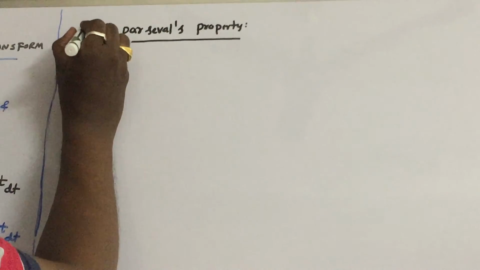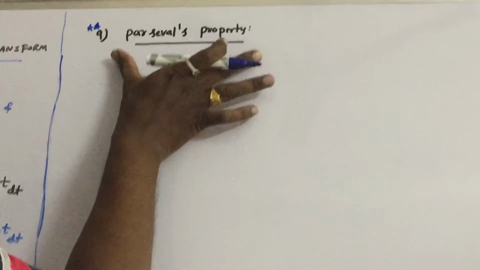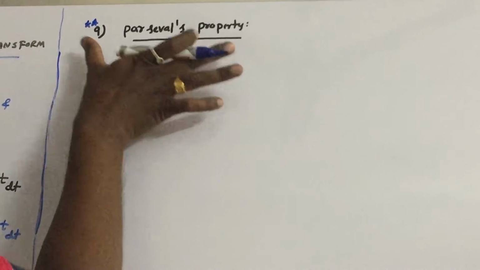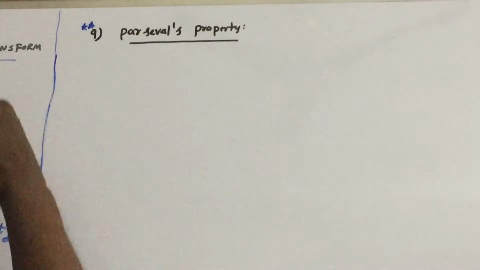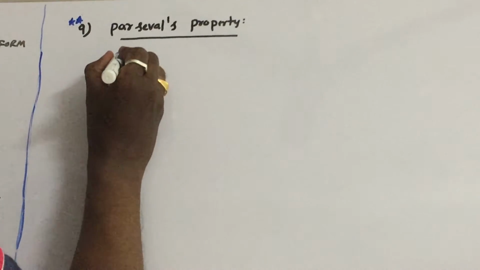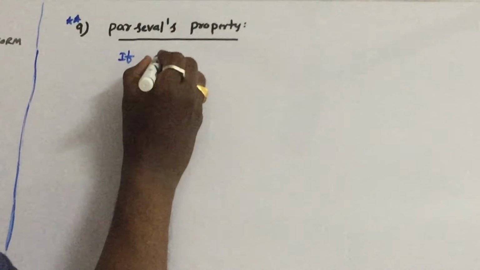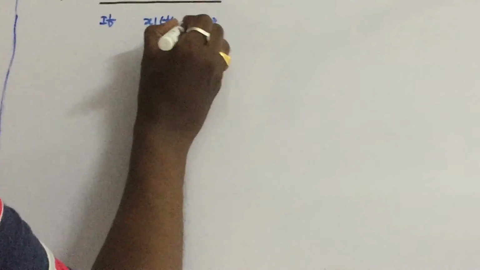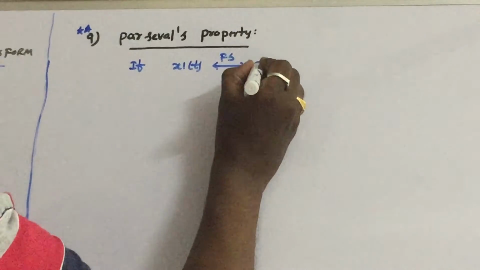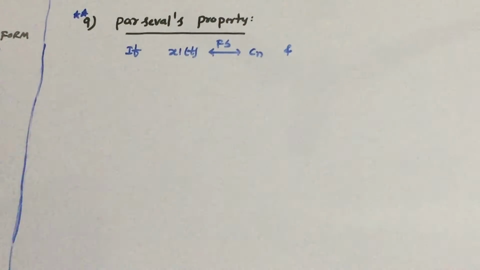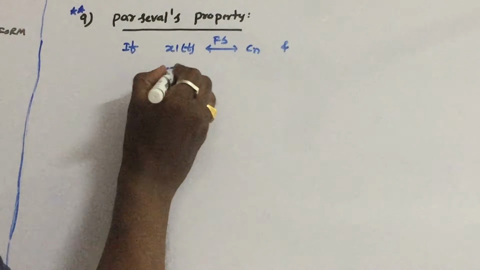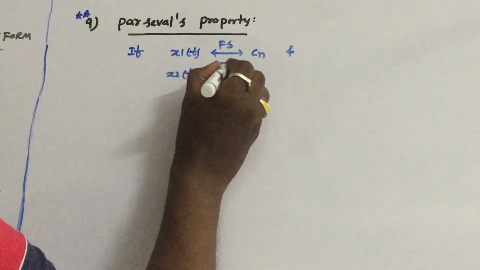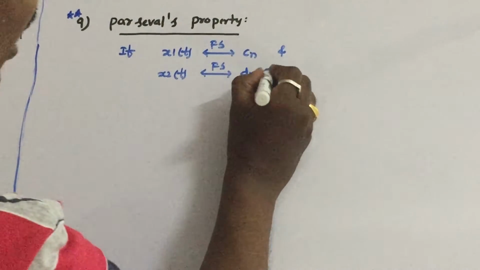Let us see another property, Parseval's property. This property is called Parseval's property, a very important property. The same property we derive again in Fourier transforms also. Let us see what this very simple property is. If x1 of t's exponential Fourier series coefficients are Cn and x2 of t's exponential Fourier series coefficients are Dn.